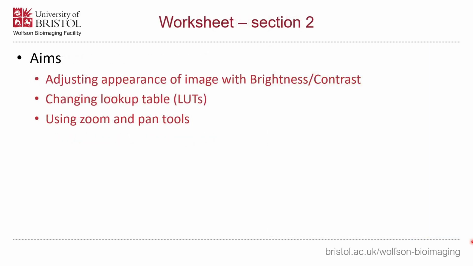So now we're going to go on to Worksheet section 2. This one is simply about taking that image that we've already loaded into Fiji, changing the brightness contrast, zooming and panning around the image using the tools we saw a few slides ago, and having a look at the effect of a few different lookup tables, and maybe even just leaving it on one that you think is useful.